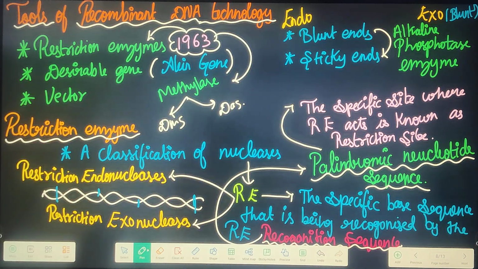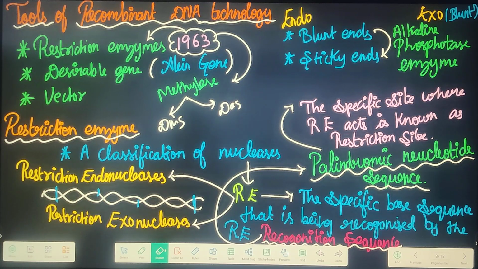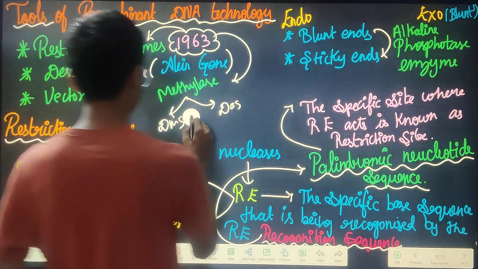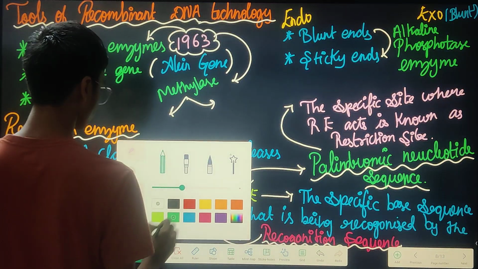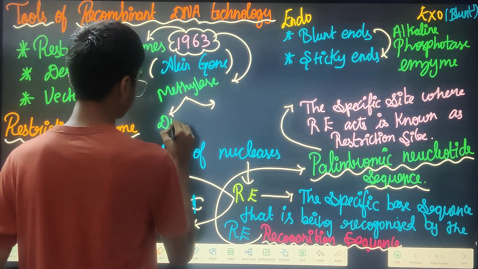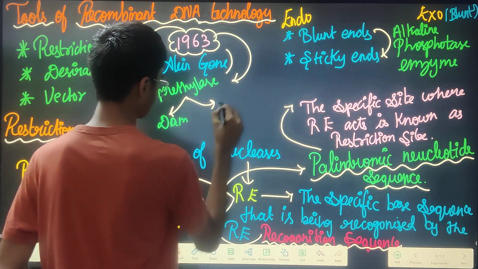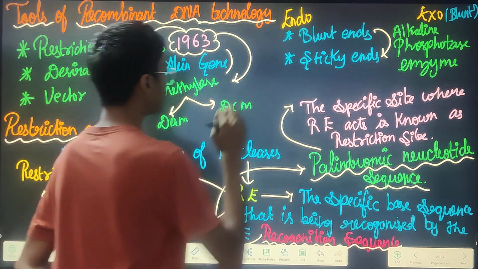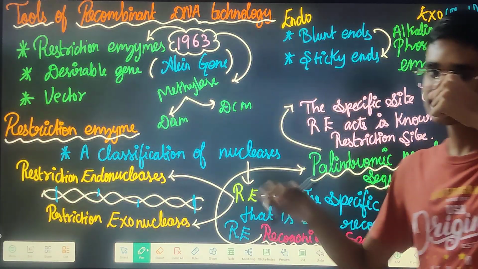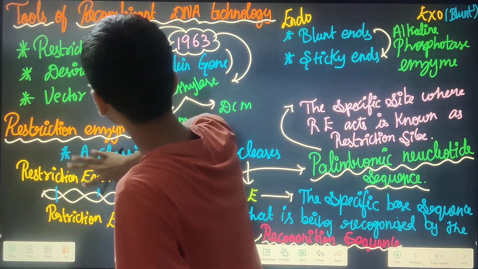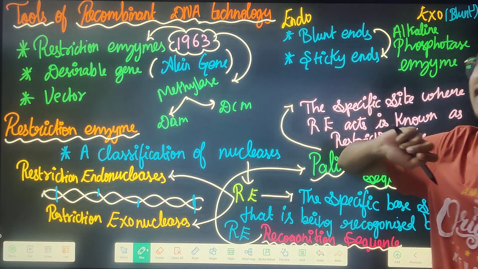As I expected, this is wrong. It is supposed to be DAM and then DCM. So what is this methylase? First I will complete the restriction enzyme's role, then we will come to methylase.